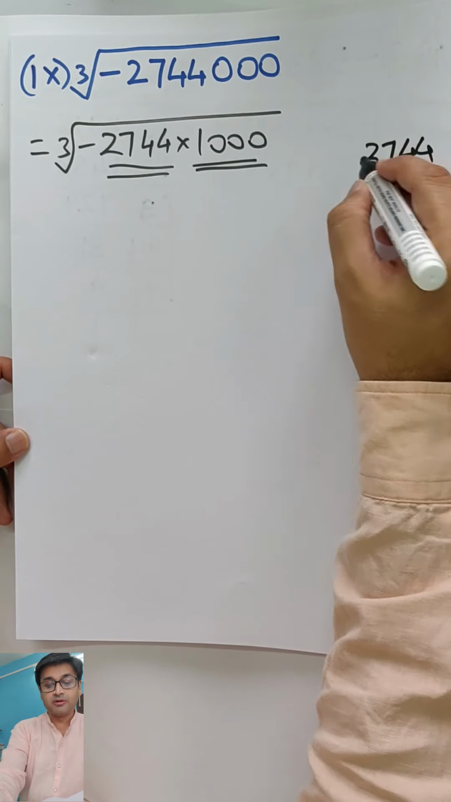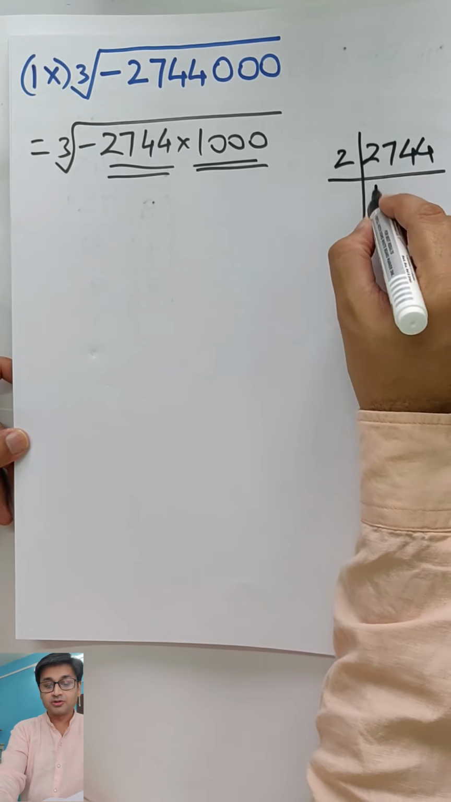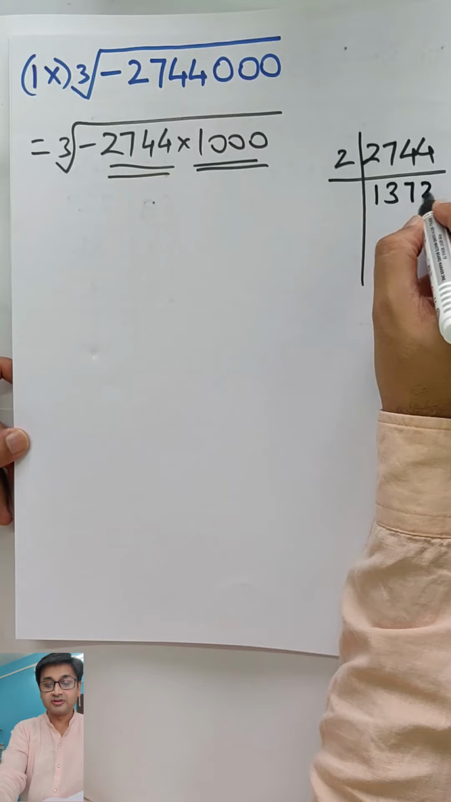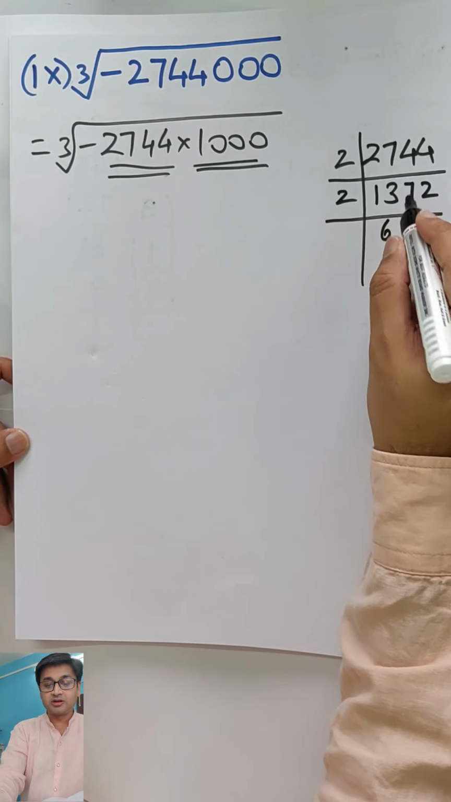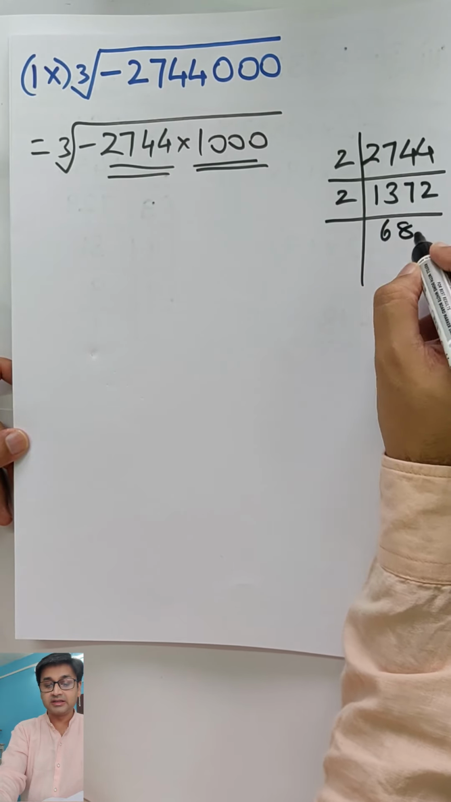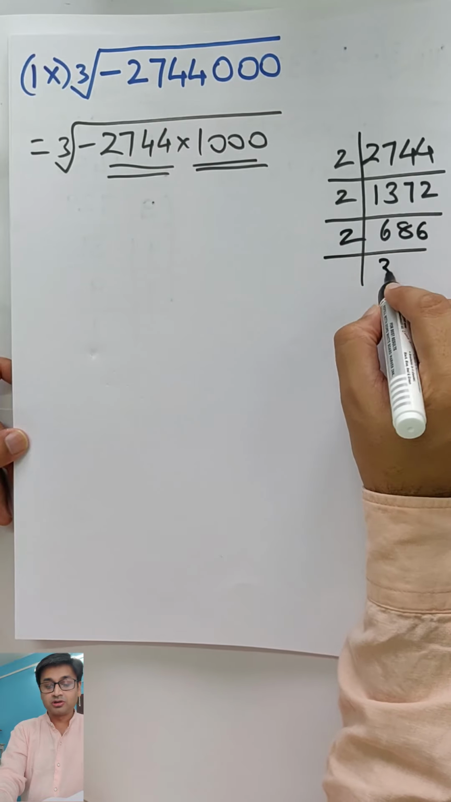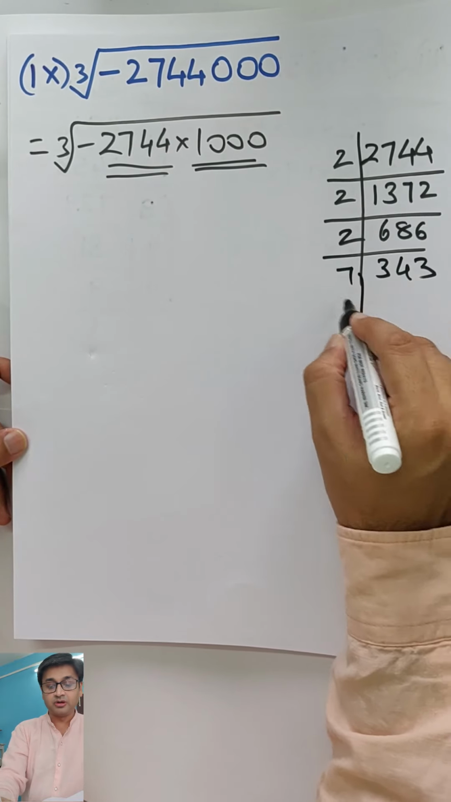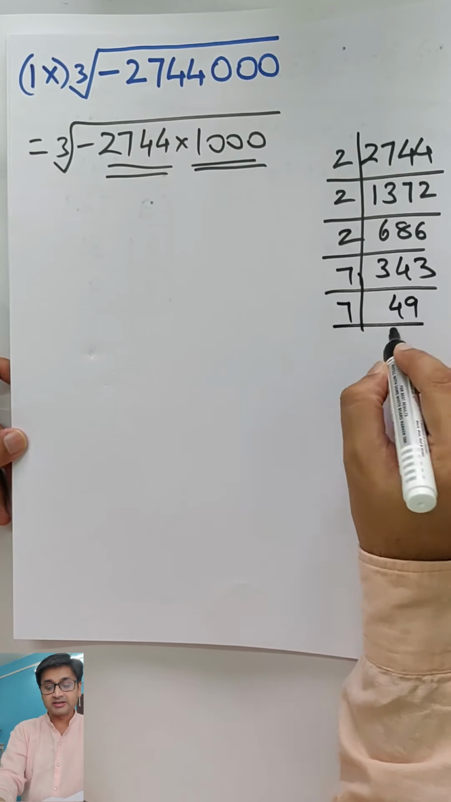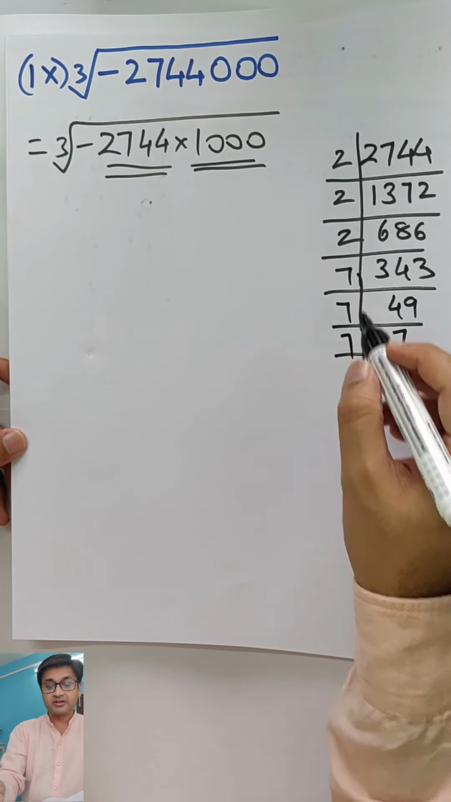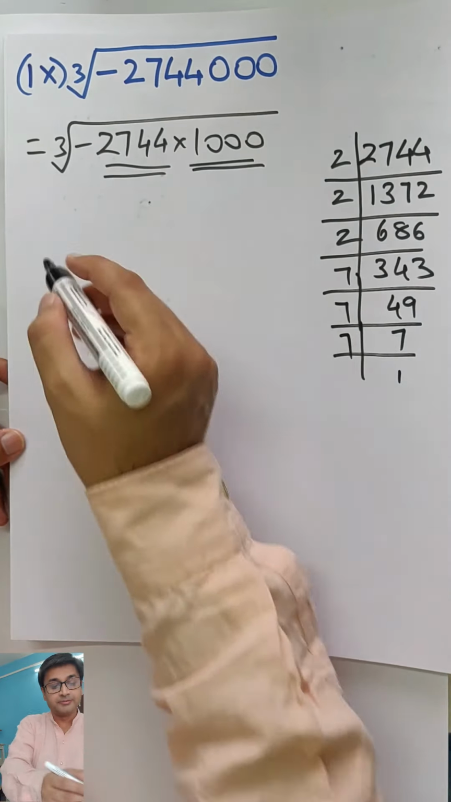To 2744, let's take the factors. So 2 1s are 2, 2 3s are 6, 2 7s are 14, 2 2s are 4, 2 6s are 12, 2 8s are 16, 6 again. So 2 3 4 3. Now the cube root of 343 we know is 7. So 49, 7 7s are 49 and 7 1s are 7. So you have 7 and 2 is 14.